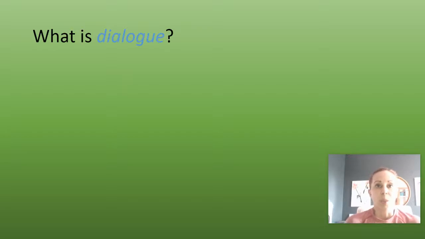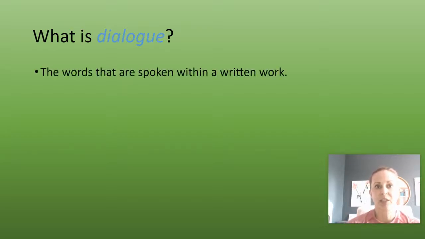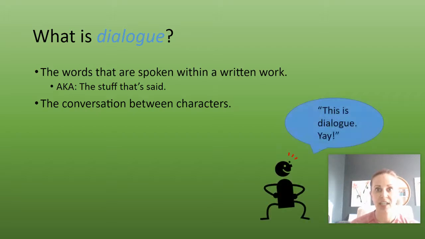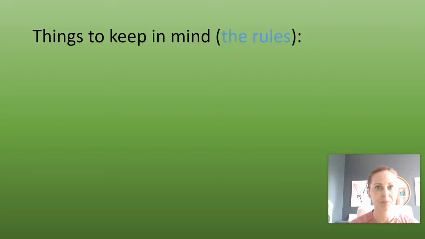So let's dig in. First of all, what is dialogue? Quite simply, dialogue are the words that are spoken within a written work. Often it's a conversation between two or more characters. It's just the stuff that is said. That's all it is. So if you have a character and he's talking to another character, that is the dialogue of a written piece of work. A short story, a novel, doesn't matter.